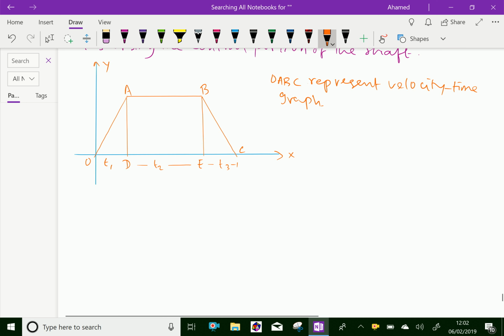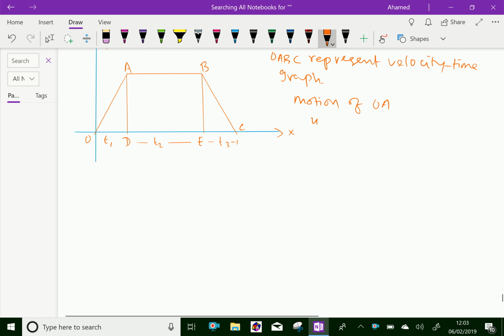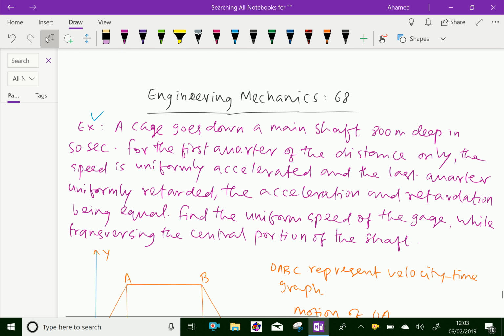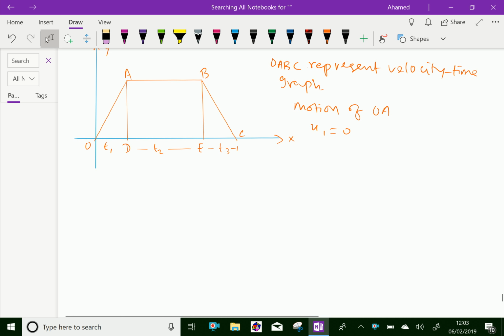For the motion OA, the initial velocity u1 equals 0, because it goes down from rest. The total distance is 800 meters, and one quarter of the 800 is the distance S1, which is 800 divided by 4, that is 200 meters.